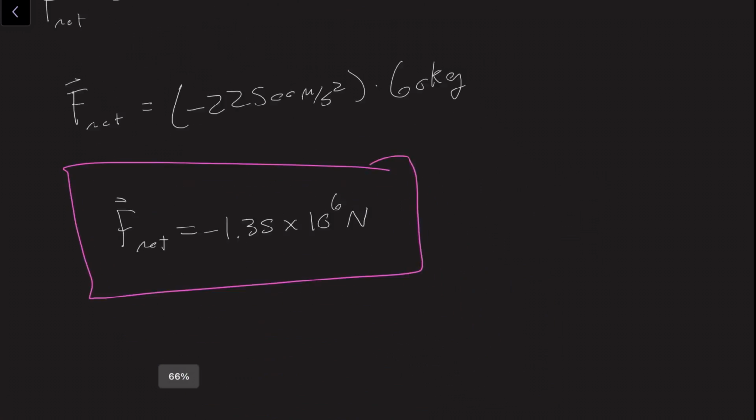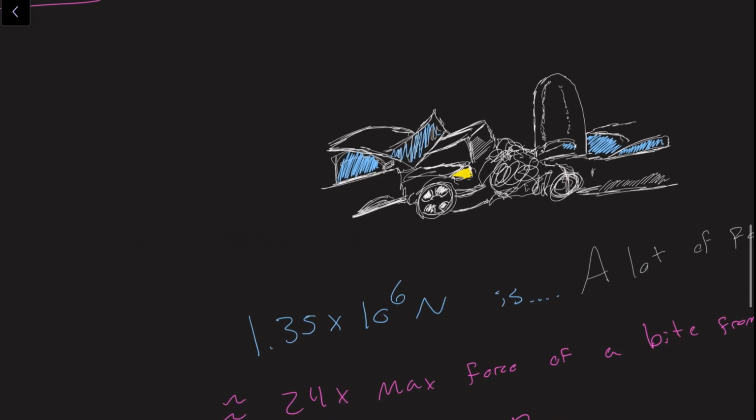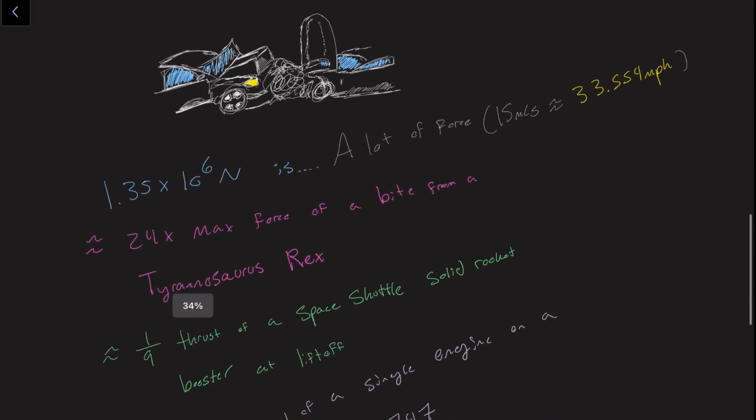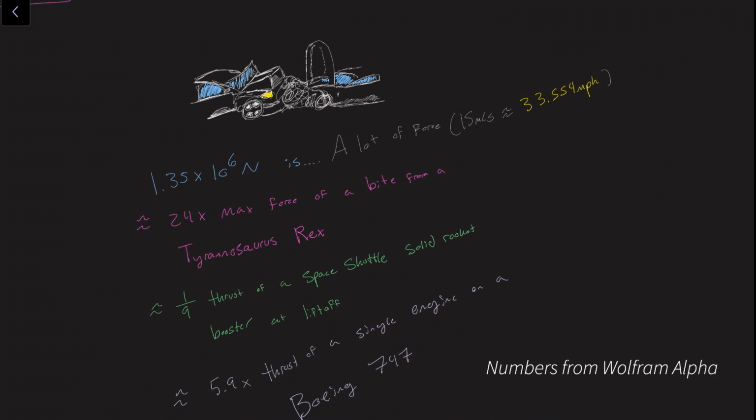In fact, I have this little portion over here just to give you an idea of exactly how many newtons that is. Going around 33.6 miles an hour, that is the same thing as 24 times the max bite force of a Tyrannosaurus Rex. So if you decelerate over that short amount of time, the amount of force you feel is absolutely ridiculous.